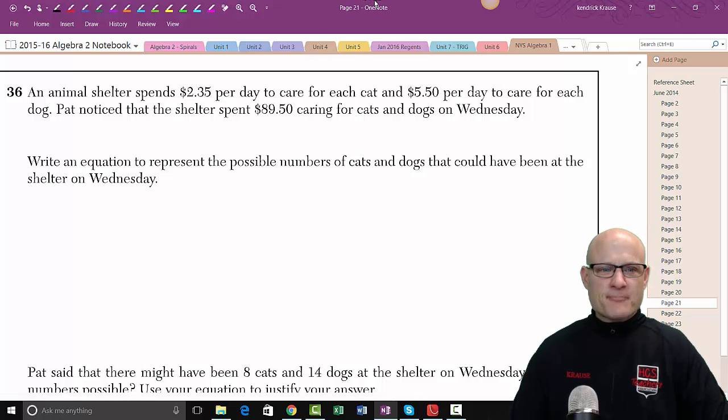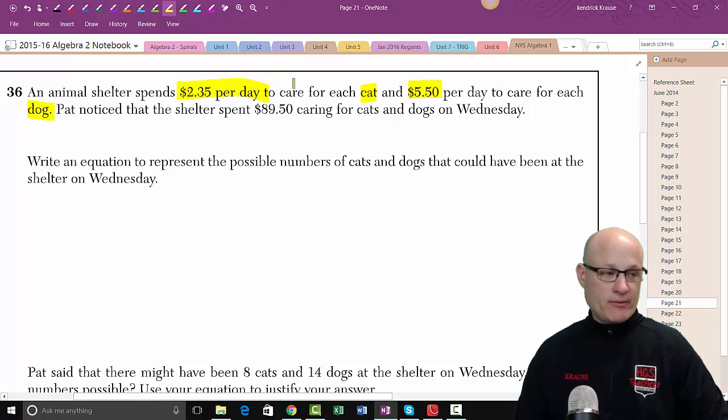But he's cute. Anyway, an animal shelter spends $2.35 per day to care for each cat. Cats aren't my favorites, kids. $5.50 for each dog. I love dogs. Dogs come out and play with you. Cats are like, where's my food? I'm in charge. I'm the boss. Dogs are much nicer. Pat noticed that the shelter spent $89.50 caring for the dogs on Wednesday.